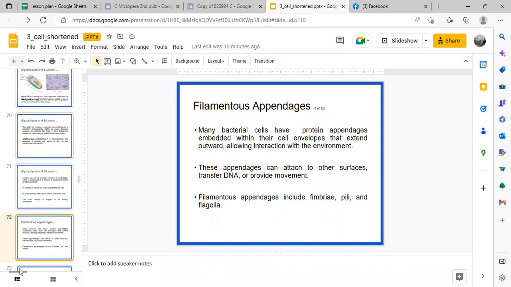Okay, let's talk about filamentous appendages. Okay, so yung nasa labas nung appendages dun sa cell wall. So many bacterial cells have protein appendages embedded within their cell envelopes that extend outward, allowing interaction with the environment. Okay? So may mga different purposes yan. So they can attach to other surfaces. They provide movement, which we call motility, and it can also transfer genetic material.